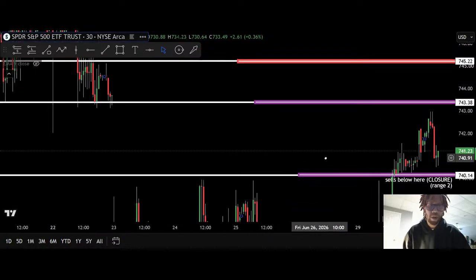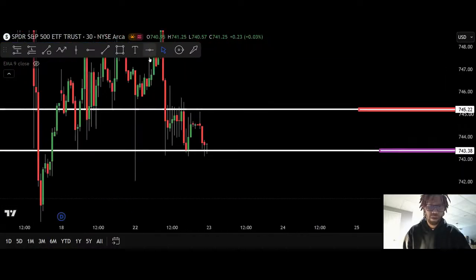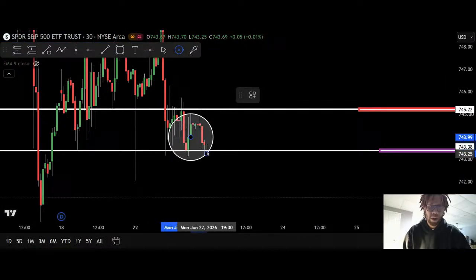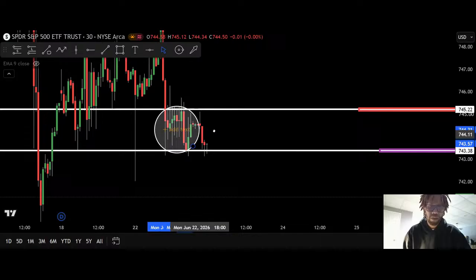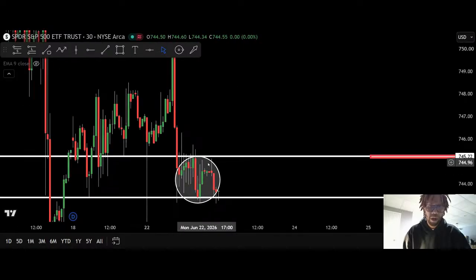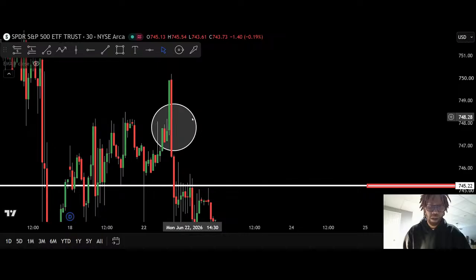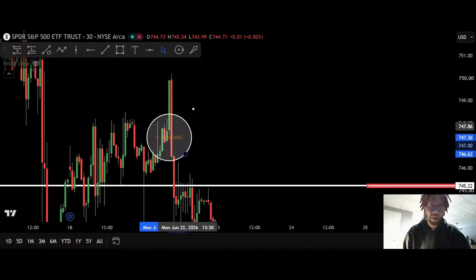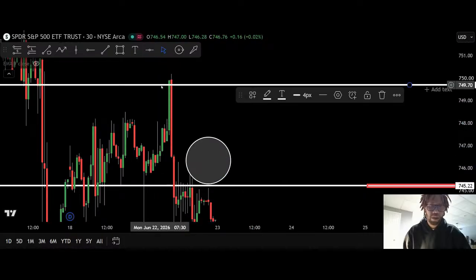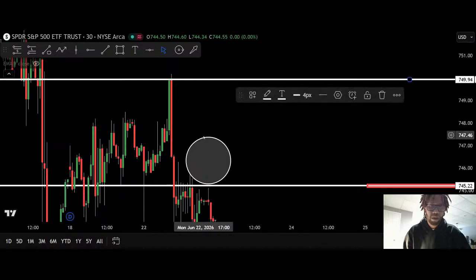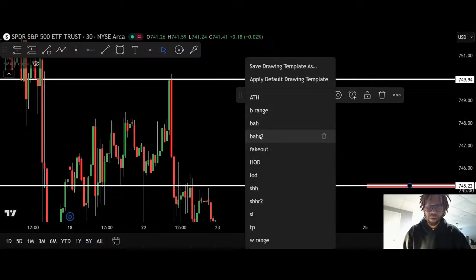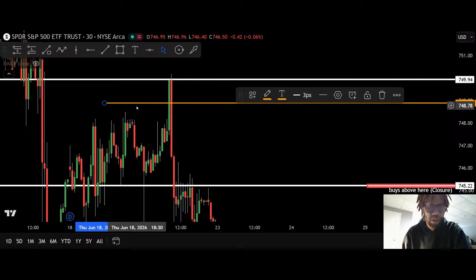And again, I'm simply just marking up key support and resistance levels. I'm marking up ranges so I can see, and this range was choppy, but I'm targeting this kind of price action. I call it clean traffic. Okay. So we can get up there today.